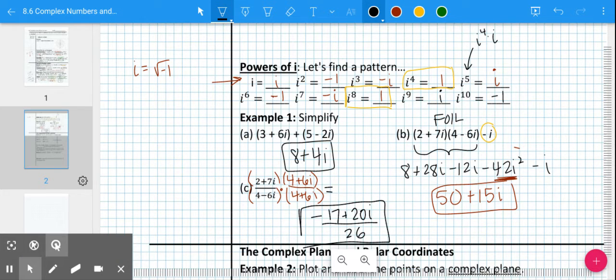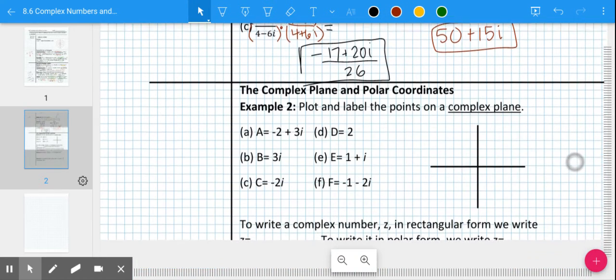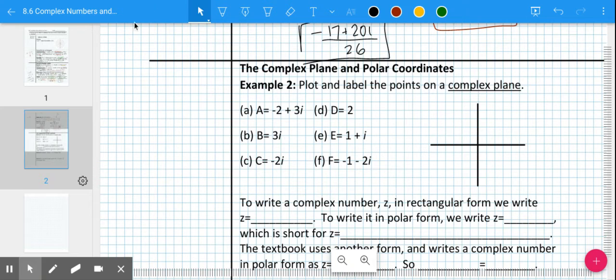Now, why do we care about all this? We did all this in an algebra class, so why are we doing this now? Because what we want to do now is get ourselves to deal with these in terms of a polar form. So what we're going to do is we're going to go to a complex plane. A complex plane does not have an xy axis. It has a real axis and an imaginary axis. And we're going to plot all these points.